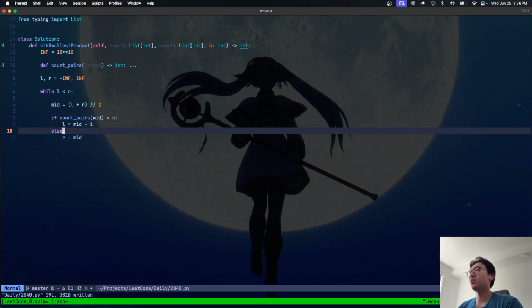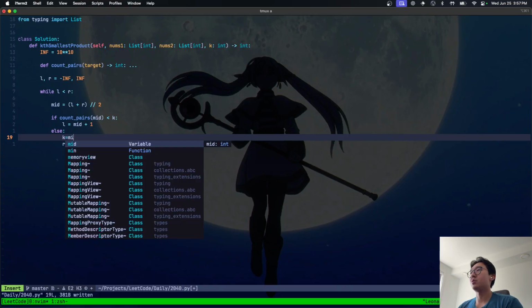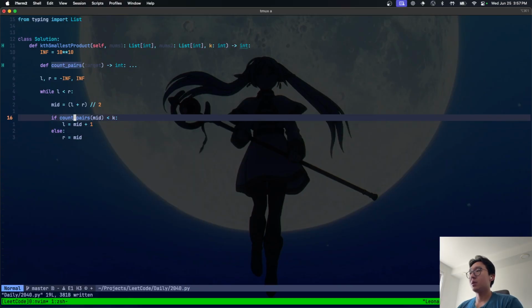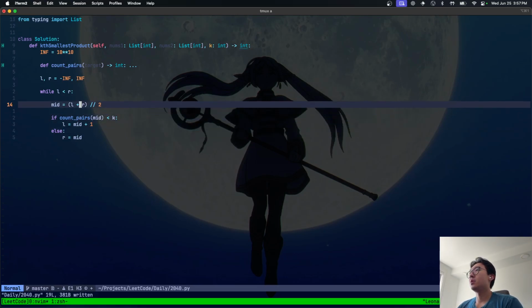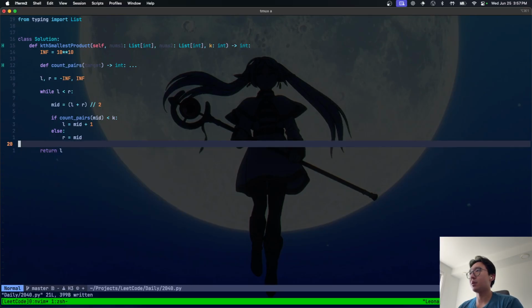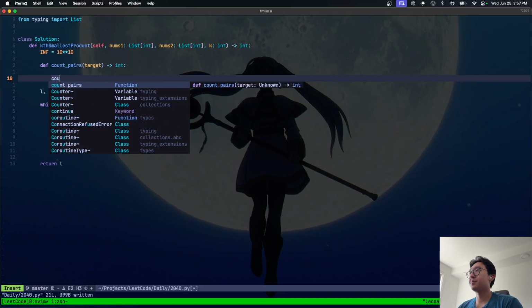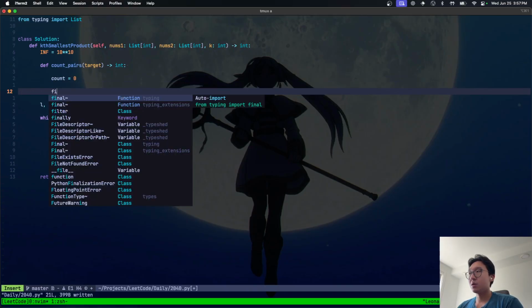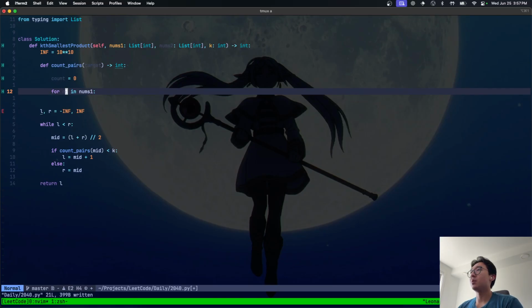And this is also the case where k might be equal to the count, right? Actually, the count of pairs can be equal to k. That's why we don't skip mid. And at the end, we return left or right. Doesn't matter, I think. Now for the count, what we're going to do here is count equal to 0, for a in nums1.